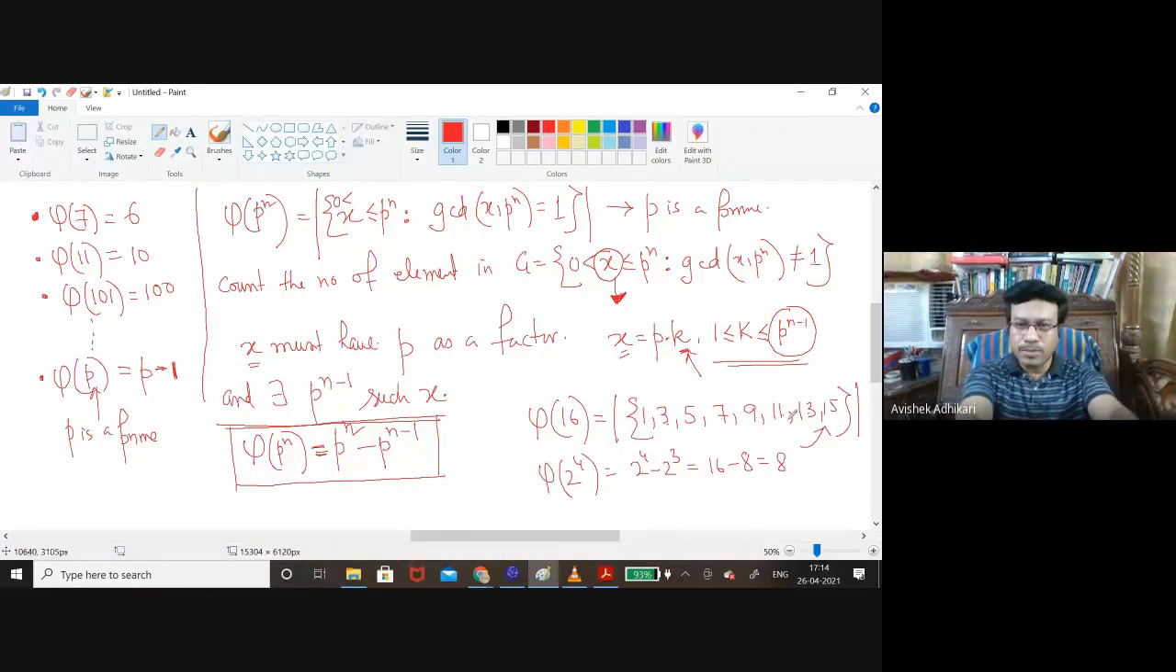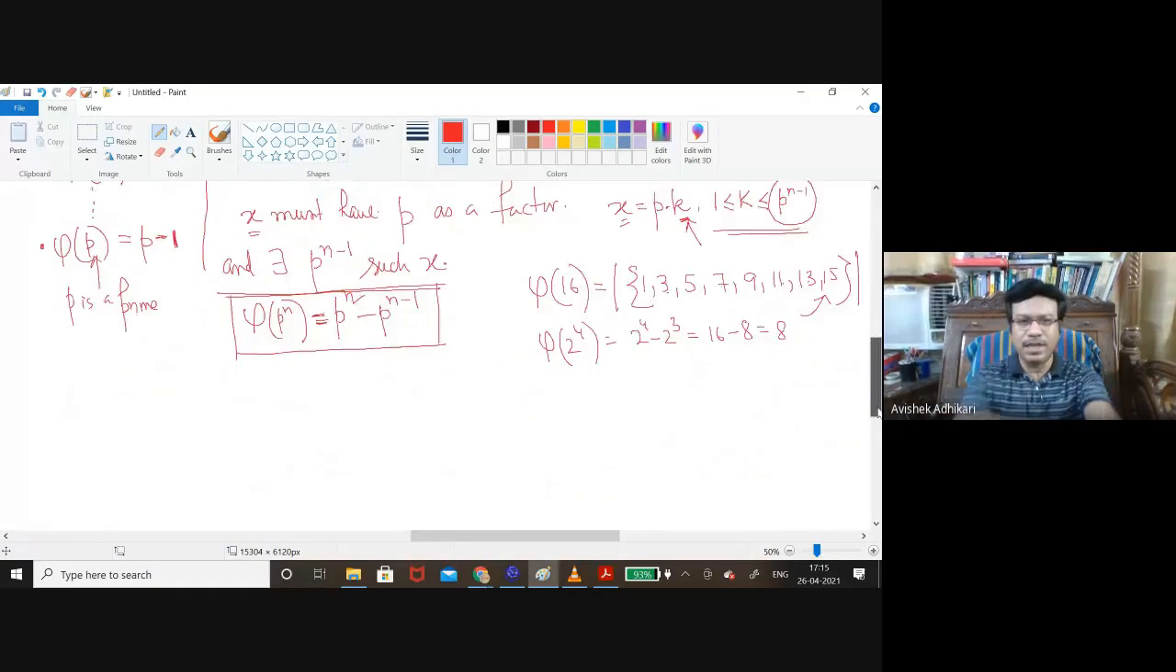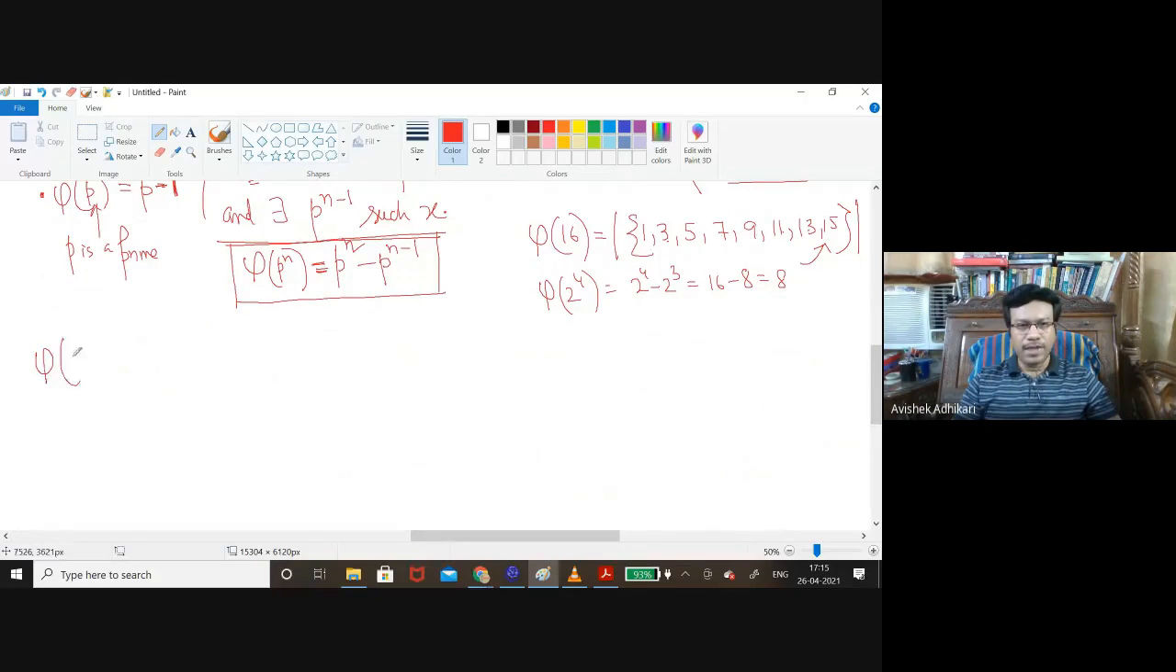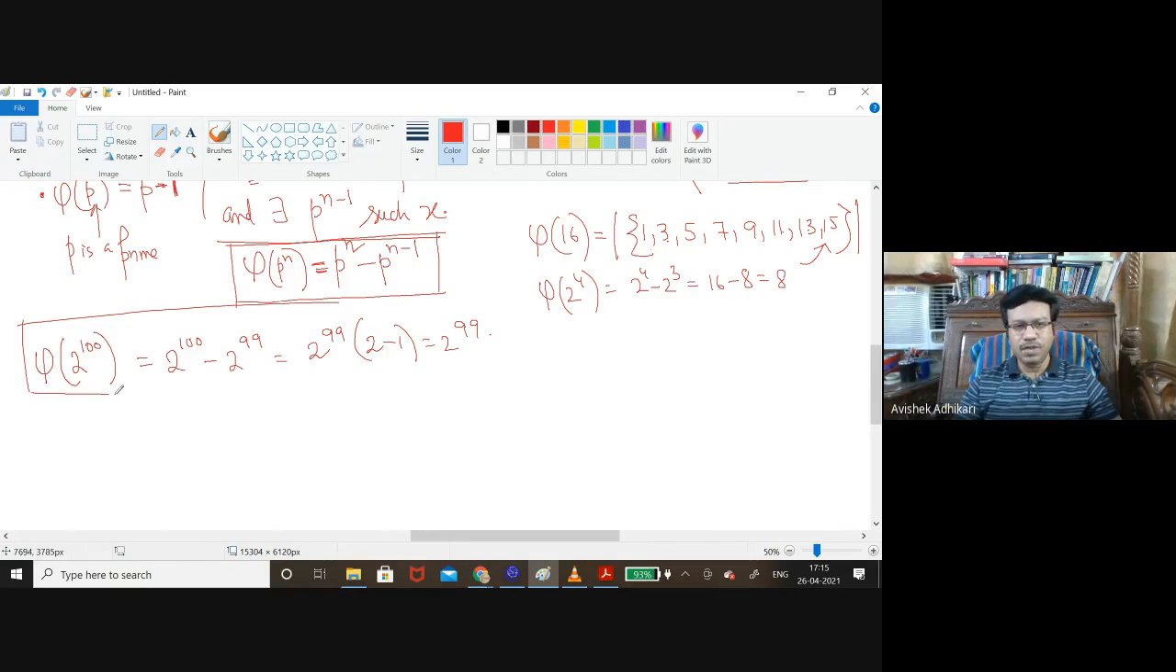For 16, it's easy to calculate it by hand. But if I ask you this question, phi of 2 to the power 100, then it would be really difficult for you to calculate by hand. But now it is very easy. 2 to the power 100 minus 2 to the power 99. That means if you take 2 to the power 99 common, then it will be 2 minus 1, that is 2 to the power 99. Now it's very clear and very easy for you to calculate if you have this formula.